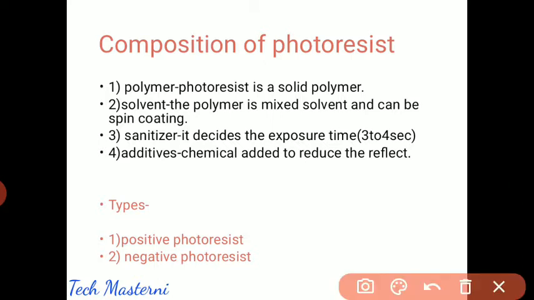So the photoresist is made up of four materials. First one is a polymer. The polymer is a solid polymer, which is the main part. The second part is a solvent. It is a liquid in which our solid polymer is dissolved, and then it will be spin coated. Then the third part is a sensitizer. These are the chemicals which will decide the exposure time.